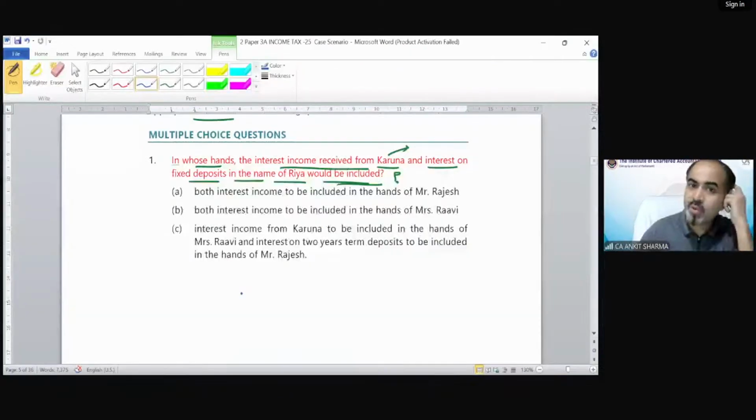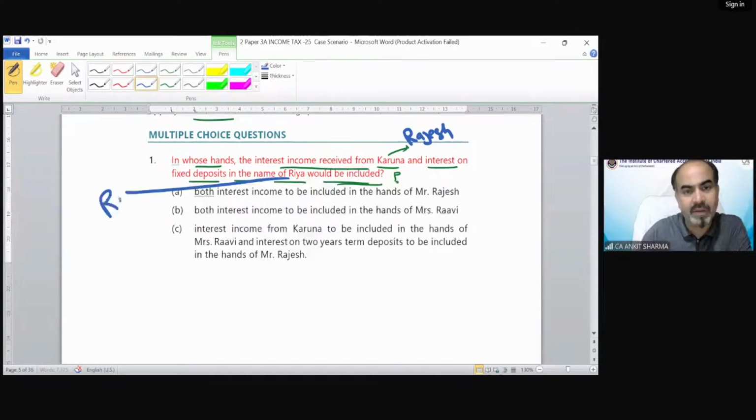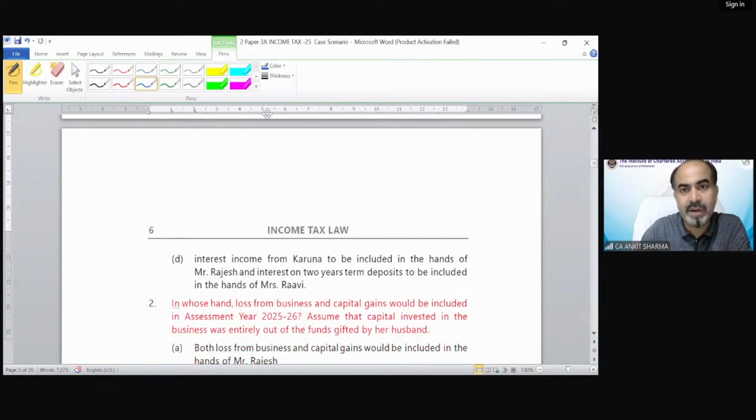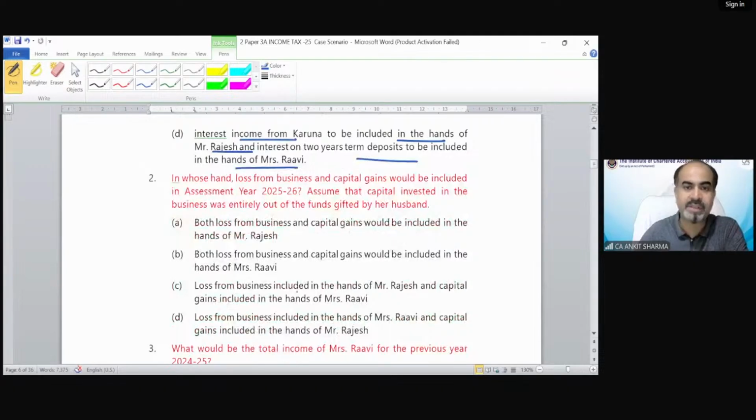So the question was, in whose hand the interest income received from Karuna and interest on fixed deposit in the name of Ria would be included. So Karuna interest is going to be taxed in the hands of Rajesh, and Ria income is going to be clubbed in the hands of Ravi. The correct option is option number D. Interest from Karuna to be included in the hands of Rajesh, and the interest going to be taxed in the hands of Ravi.